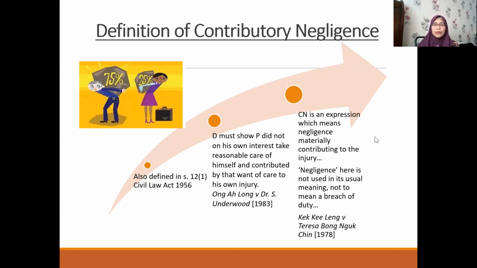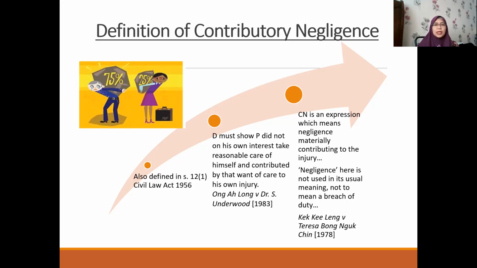So basically, the statutory definition is provided under section 12, subsection 1 of the CLA, Civil Law Act 1956. You can have a look at the actual provision, but for the purpose of the lecture, I have summarized it. So we are going to see the highlights of the provision, the relevant parts of the provision. And then another way of defining contributory negligence is from case law. Okay? For example, if we refer to the case of Ong Ah Long and Dr.